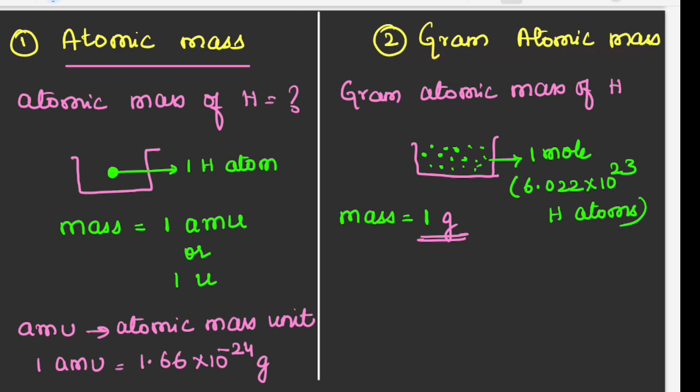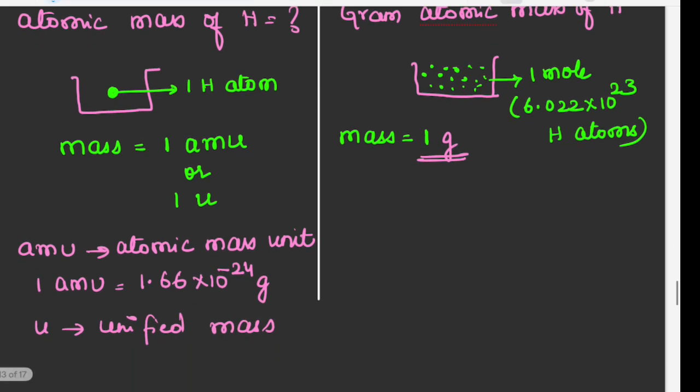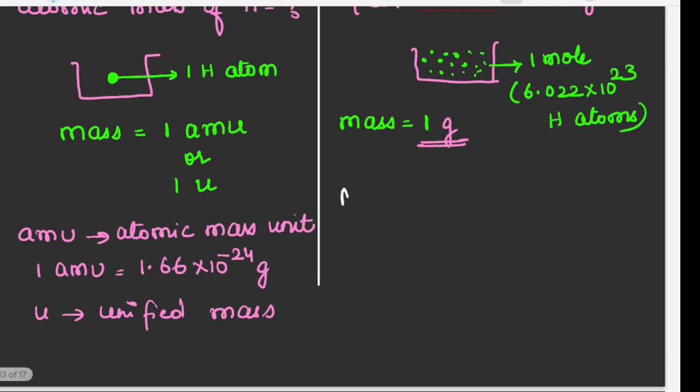So here we can write in bracket, gram atomic mass is also known as molar mass. Now one more example we will take to understand this. Suppose if I ask you, what is the molar mass of nitrogen?